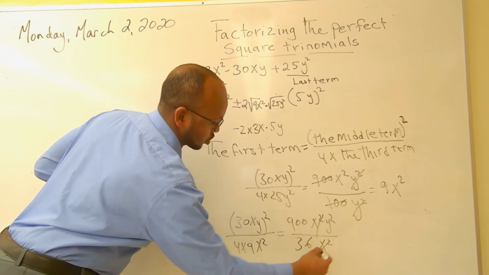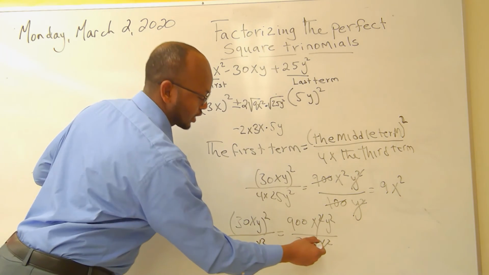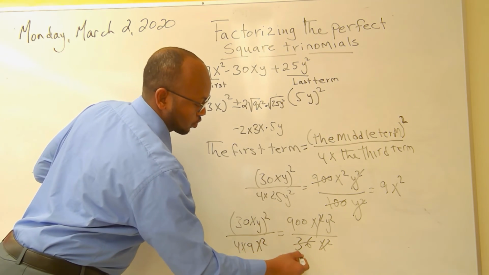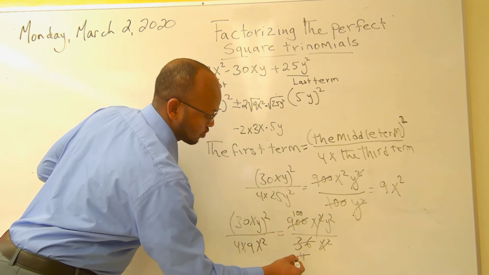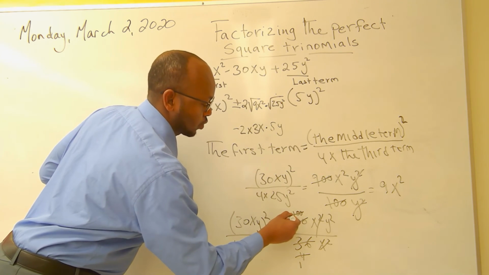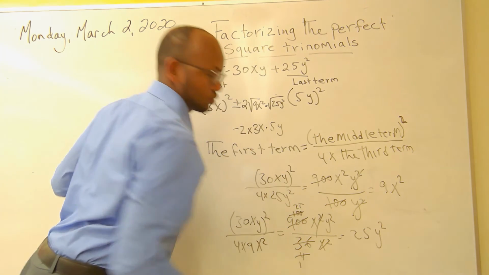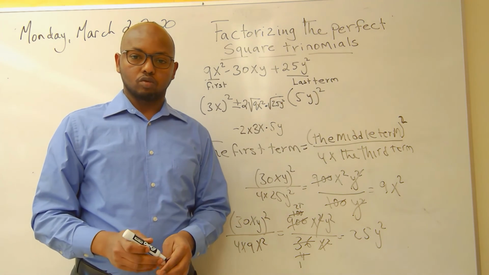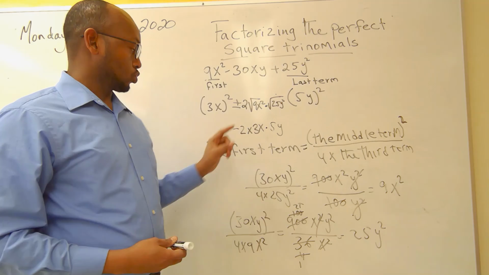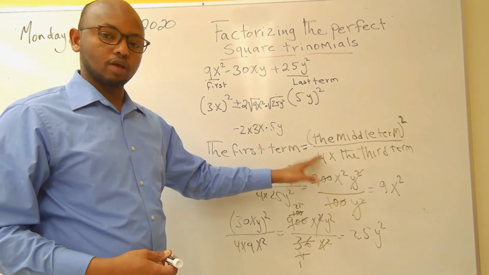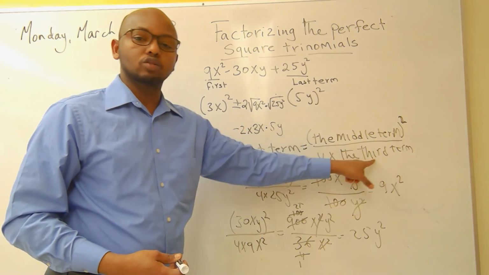So x squared and x squared are gone. When you divide 36 and 900 by 9, you get 4 and 100. Then 4 divided by 4 is 1, and 100 divided by 4 is 25. So you have 25y squared. Is that clear? In general, to get the middle term, you use this formula. To get the first term, you use this formula. To get the last term, you use this formula, but you change the third term to the first term.